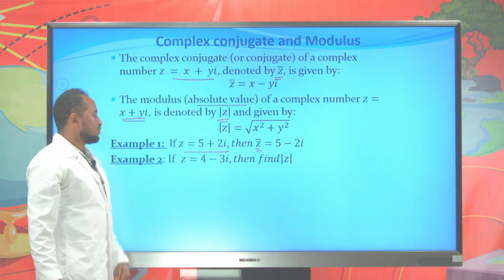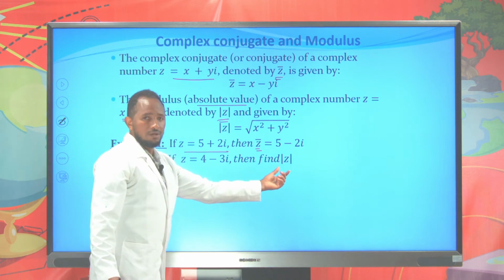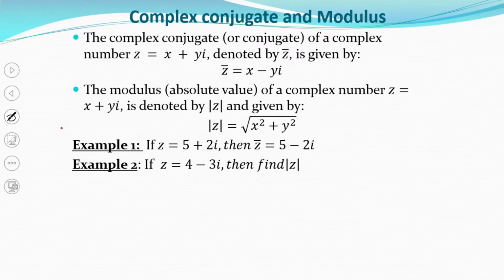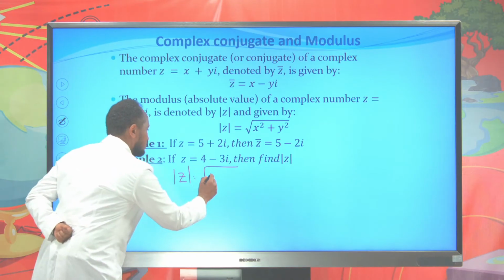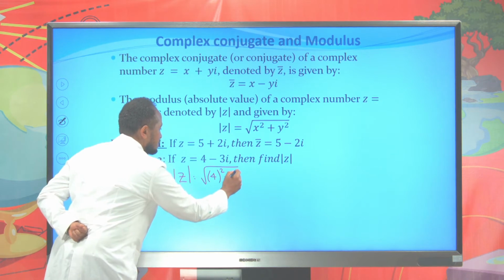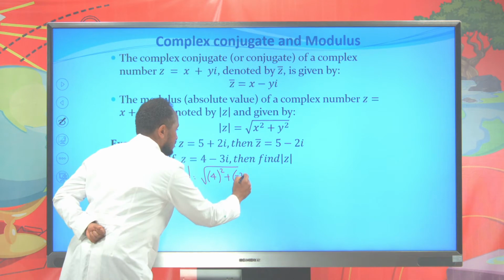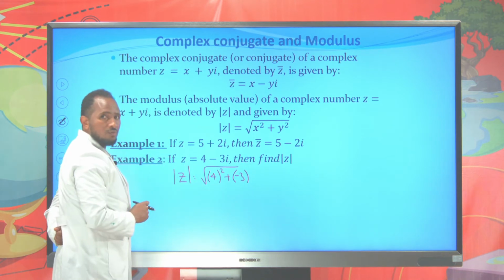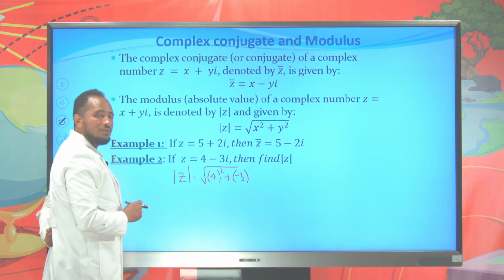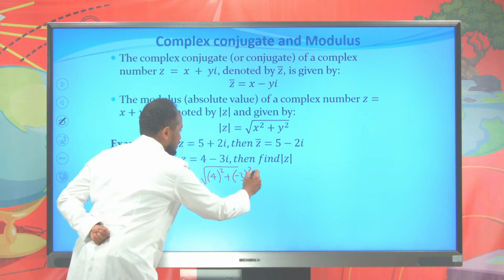If z is equal to 4 minus 3i, then find the modulus of z. To find the modulus of z, this is equal to the square root of the square of the real part, 4 squared, plus the square of the imaginary part, which is -3. We do not include i, by the way. You have to be careful with this. i is not included. Simply take the imaginary part number only. So it is -3 squared.